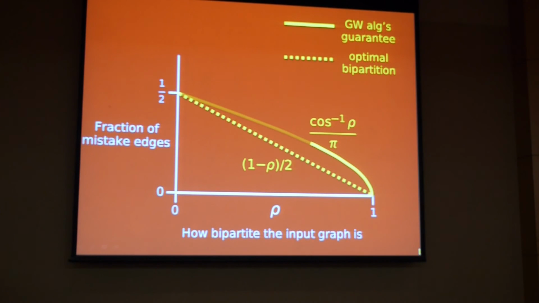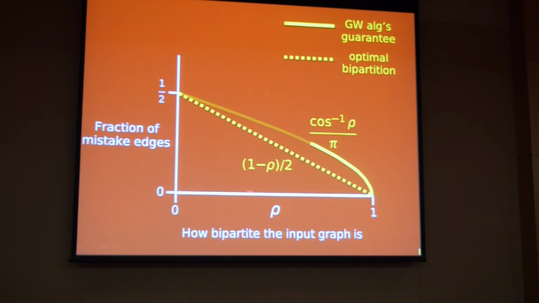So here's the picture. Sort of the same picture. On the horizontal axis, rho, it's how bipartite is the input graph, ranging from totally bipartite to the complete graph over here. And the vertical axis is the fraction of mistake edges. So here, the dashed line represents the fraction of mistake edges in the optimal bipartition, just by definition of what 1 minus rho bipartite means. And the solid yellow line is what the Goemans-Williamson algorithm guarantees you. They guarantee you a bipartition which has this fraction of mistake edges. And it turns not solid here at this 0.69 thing. Okay? So this is quite a good algorithm.